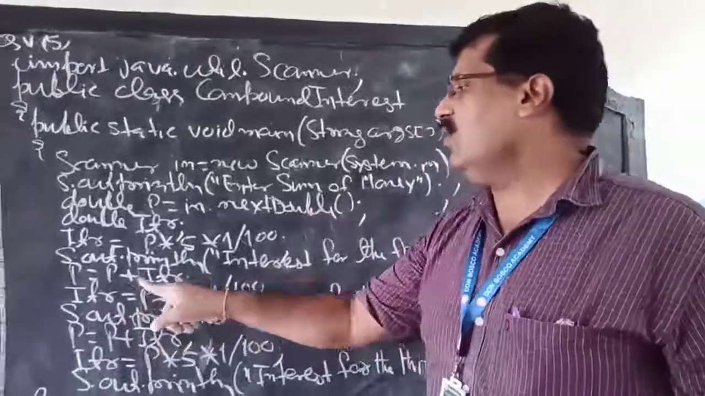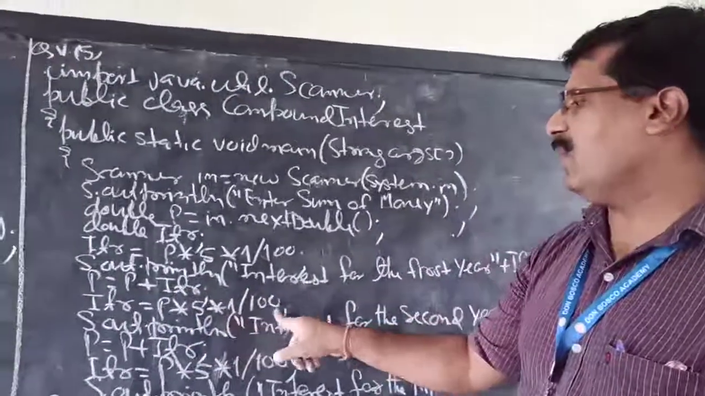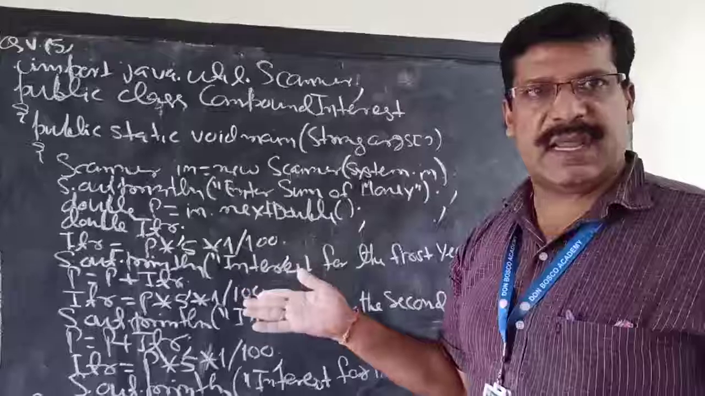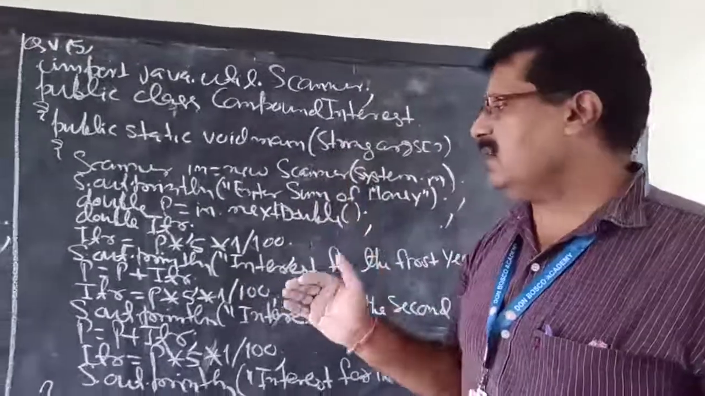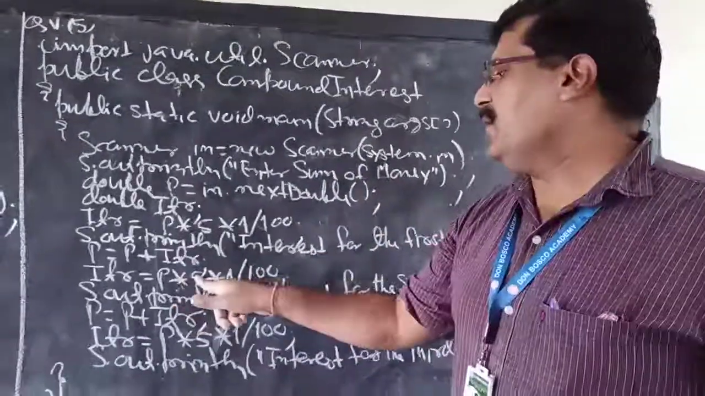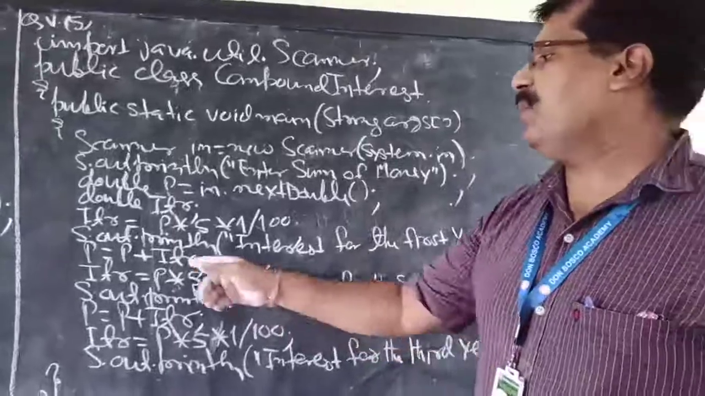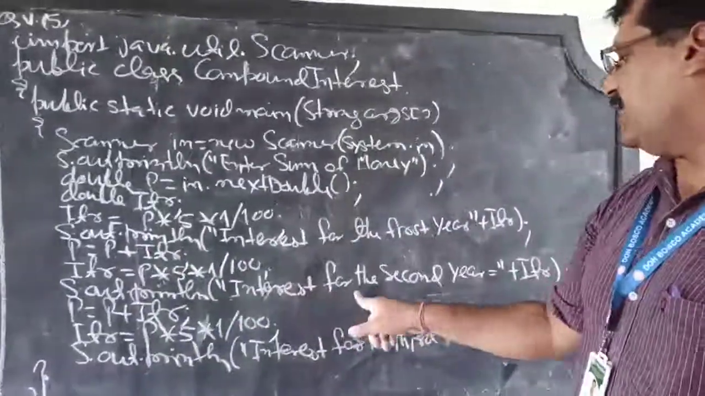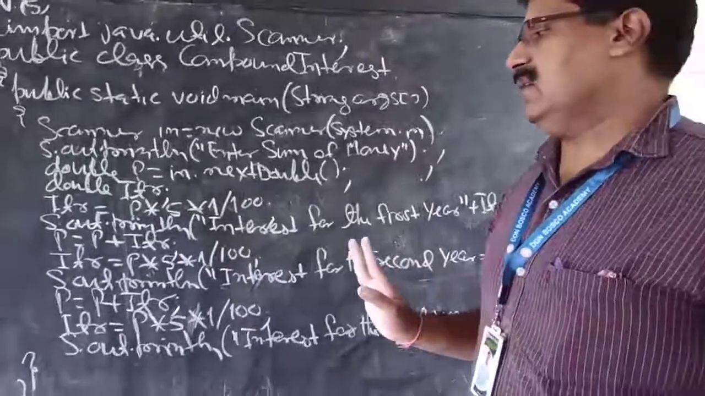The interest equal to, now this is p into 5 into 1 by 100. Time is 1 year only, 1 by 1 year. We are calculating first year, second year, third year. So now p into 5 into 1 by 100. So now the p value is changed. Print interest for the second year equal to itr.